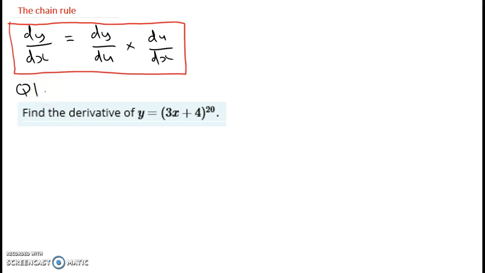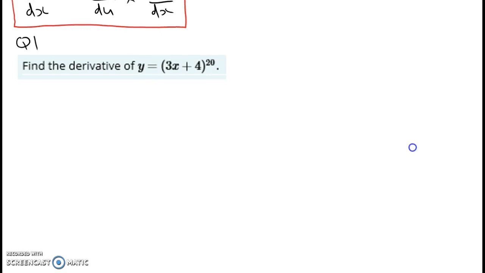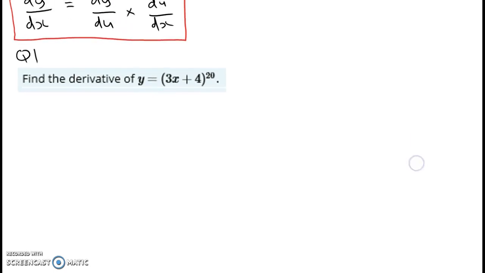Find the derivative of y equals (3x plus 4) all to the power of 20. Now we've seen that we're able to differentiate questions like this if the power is small. If we had (3x plus 4) all squared, we could expand it and then find the derivative. But when we've got to the power of 20, that process would become much too involved. So this is where we use the chain rule.